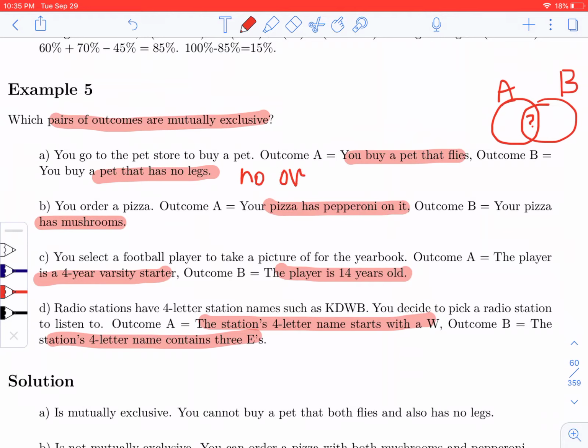Yeah? These items are mutually exclusive. So we write that out, mutually exclusive. And you can feel free to abbreviate that.